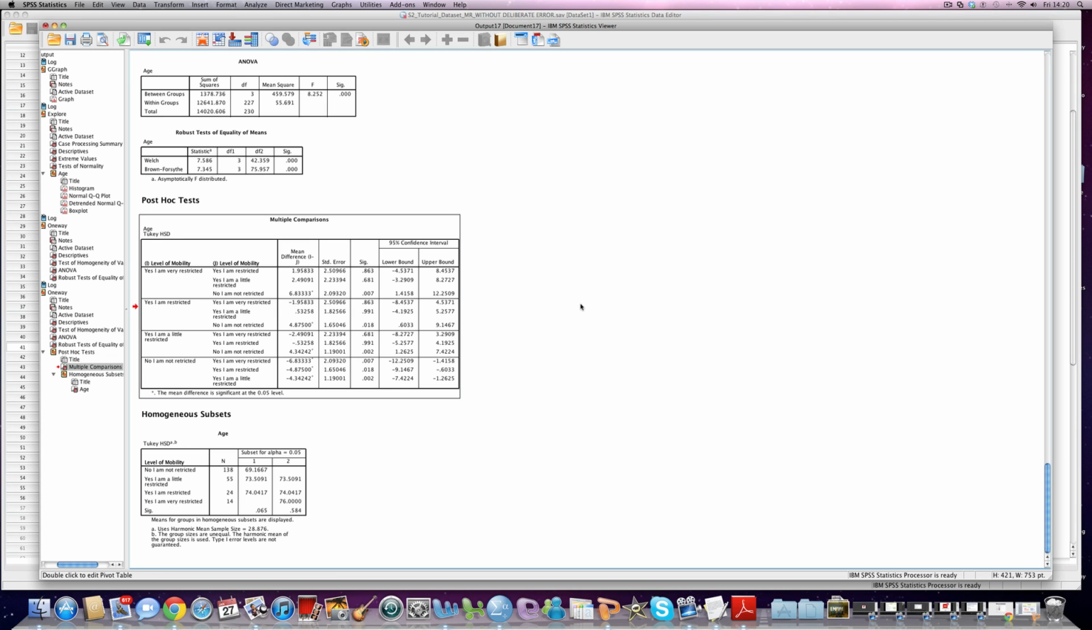So if we're really looking for differences in age and level of restriction, we would say that there's a not restricted at all group and a restricted group, and that's where those differences lie.